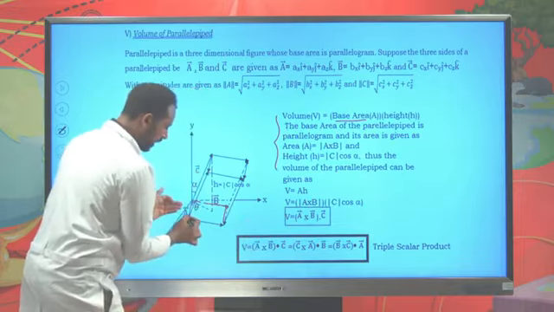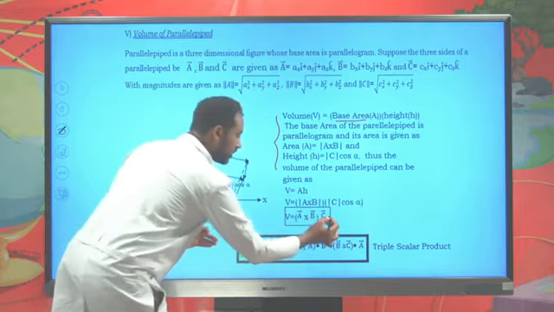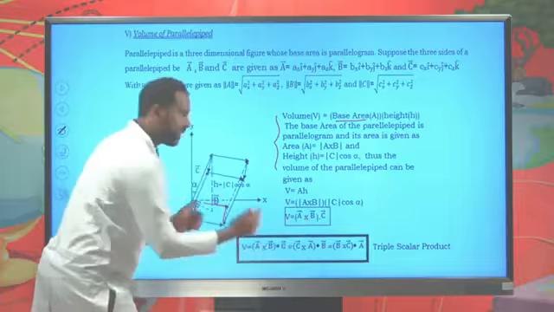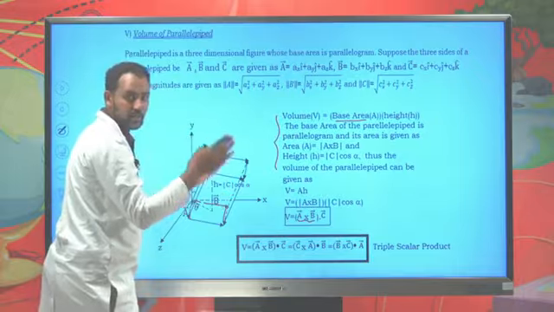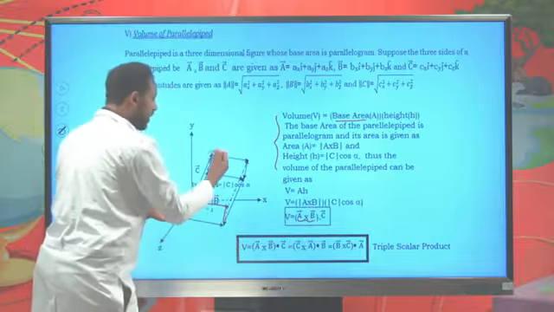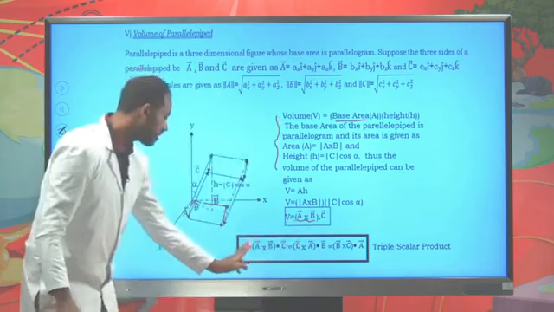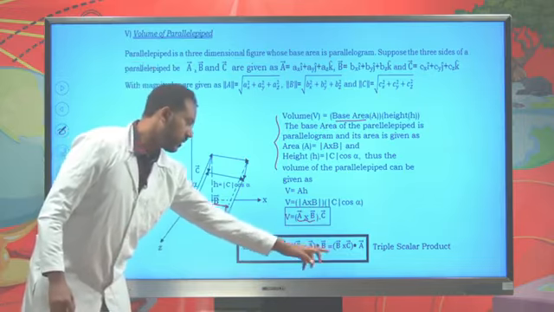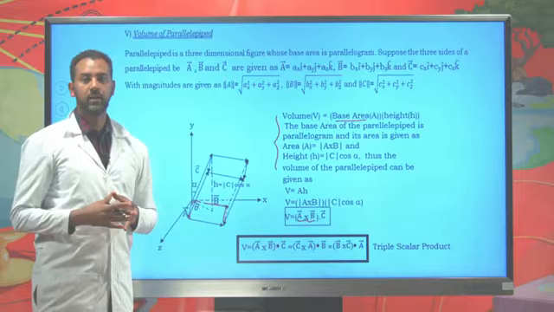One side is given to be A. The other side of the parallelepiped can be given as B, dotted with C. Therefore, you have to find A cross B. Whenever you determine A cross B, you are determining the area of a parallelogram. Previously, we said that the cross product of the two sides gives us the area. And the area dotted by C gives you the volume. This is known as the triple scalar product. So A cross B dotted C, or C cross A dotted B, or B cross C dotted A can give us the volume of this parallelepiped.